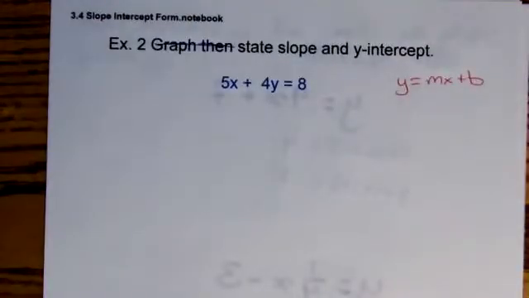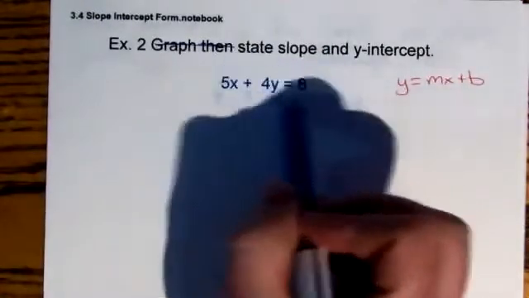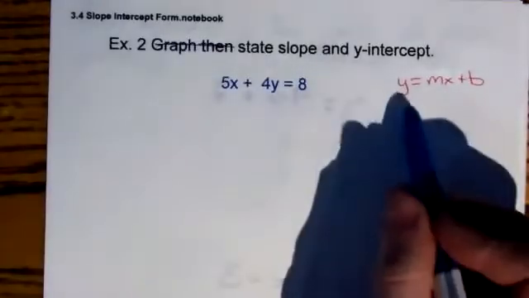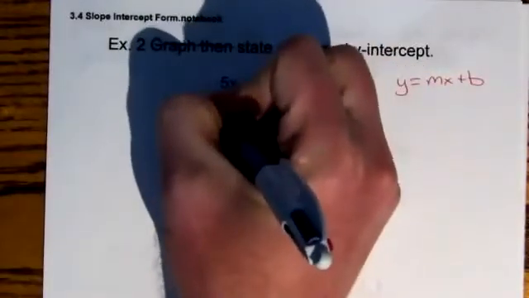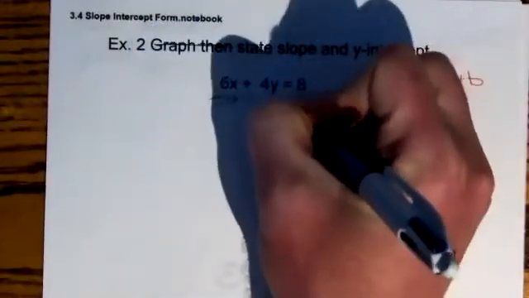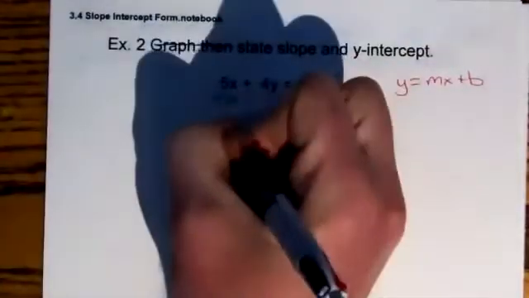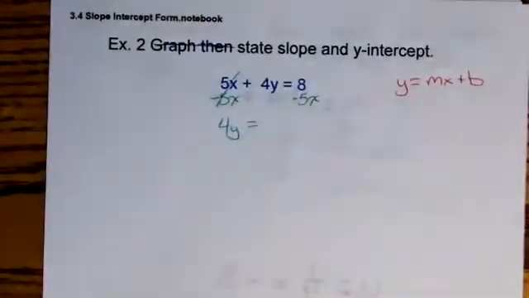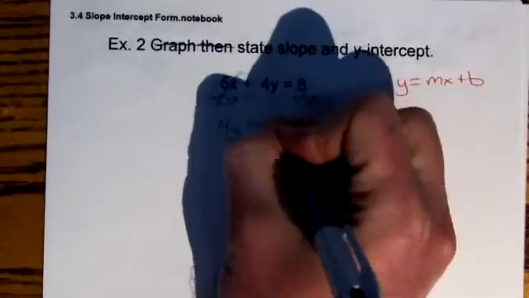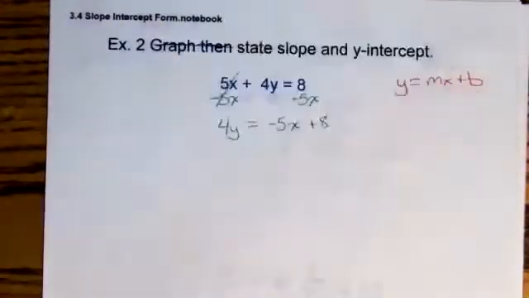This is where our literal equations come into play. Okay, we learned about literal equations. So what we need to do is solve this equation to get y all by itself. So first move, we want to get this y by itself. We're going to subtract 5x. Subtract 5x. So we have 4y equals, I'm going to put the -5x first, and you'll see why in a second. And then plus 8, because 8 is positive.